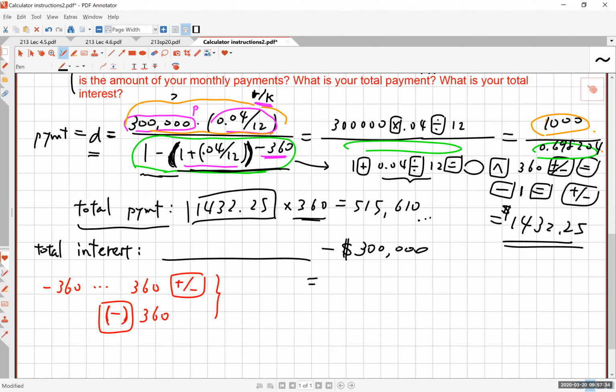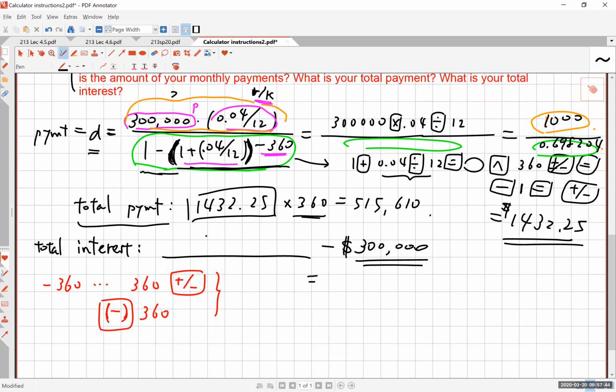All right, so imagine this. You're just going to borrow $300,000 to buy your house. At the end of 30 years, you end up paying $515,610. Where is the difference going? Well, the difference is what we call the total interest.